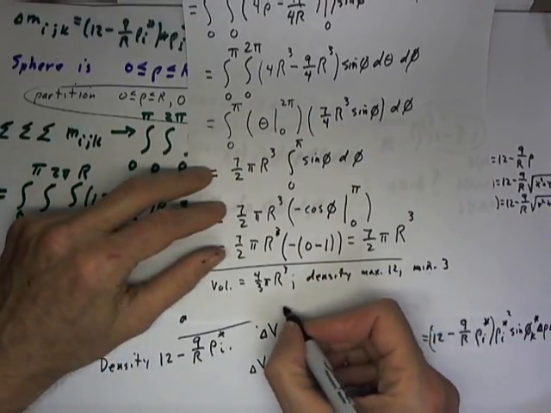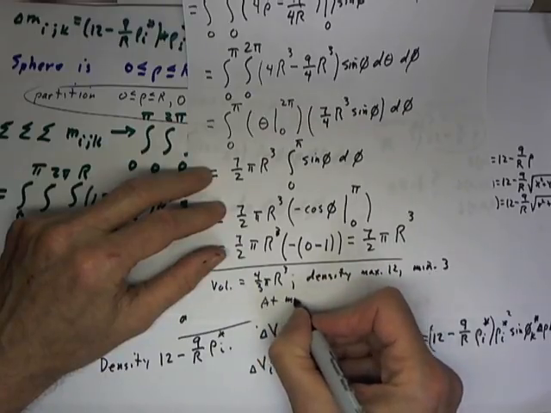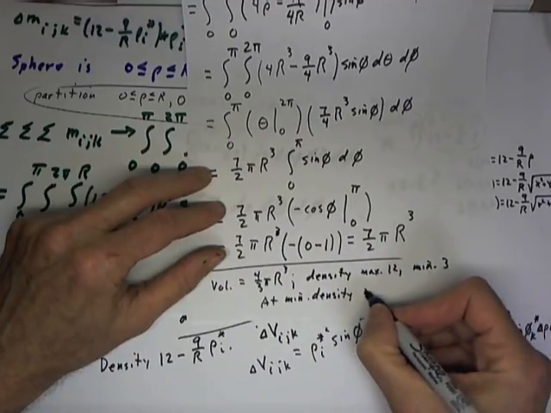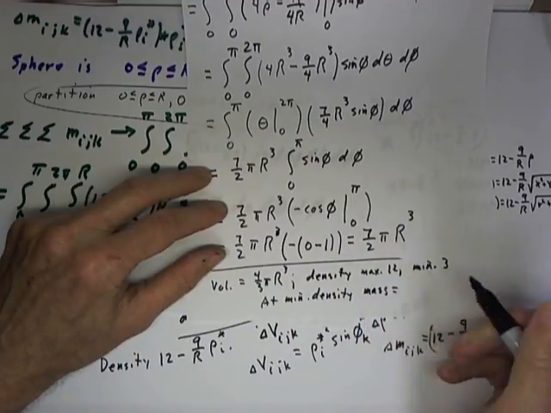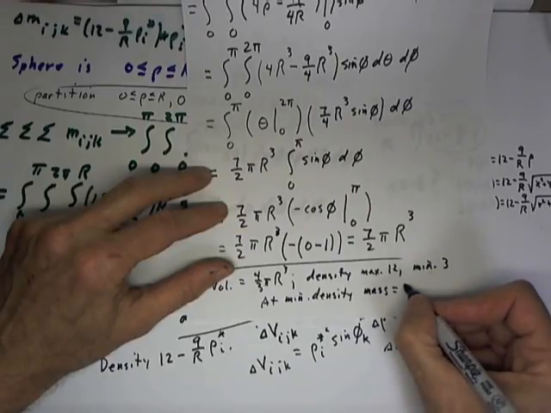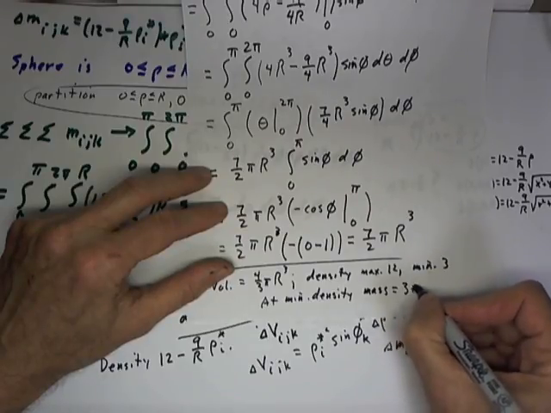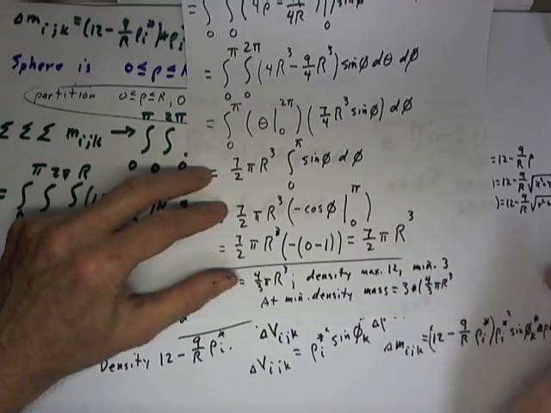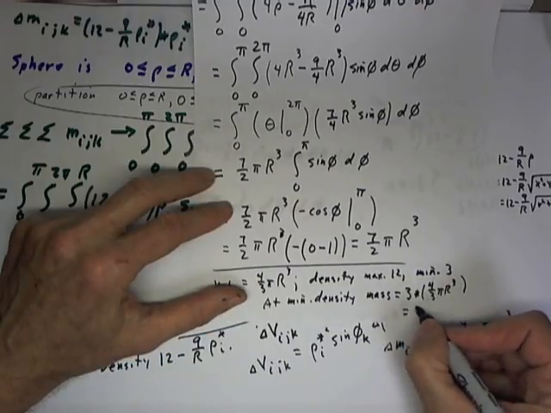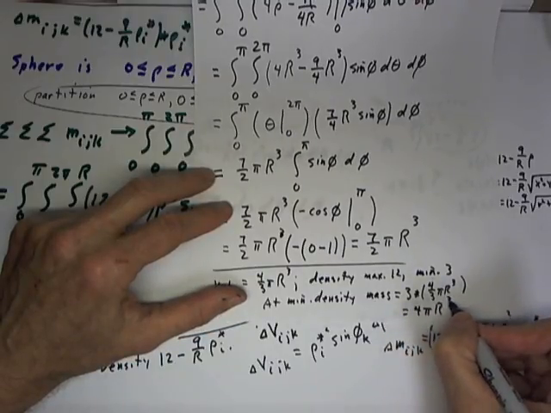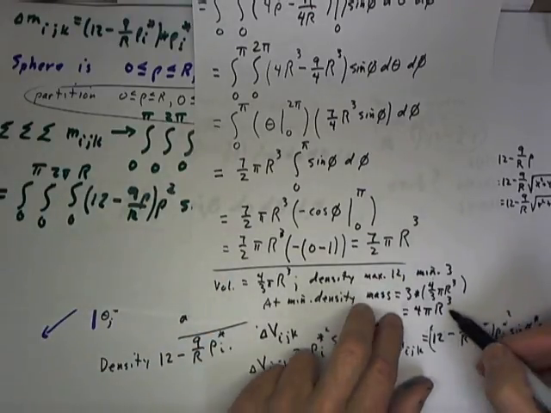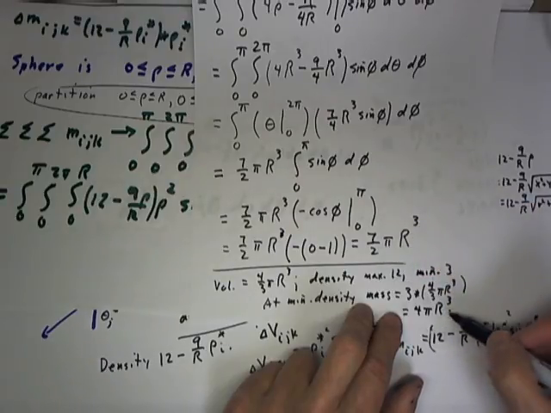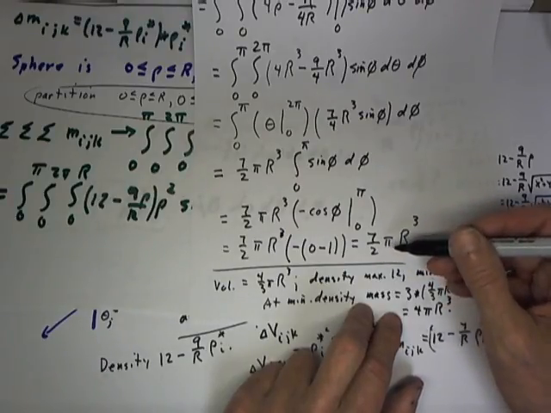Even at the minimum density, the mass should equal minimum density, which is 3, times 4/3 pi R cubed, which is 4 pi R cubed. Well, 4 pi R cubed is bigger than the 7/2 pi R cubed. That would be 3.5 pi R cubed that we got here when we integrated.